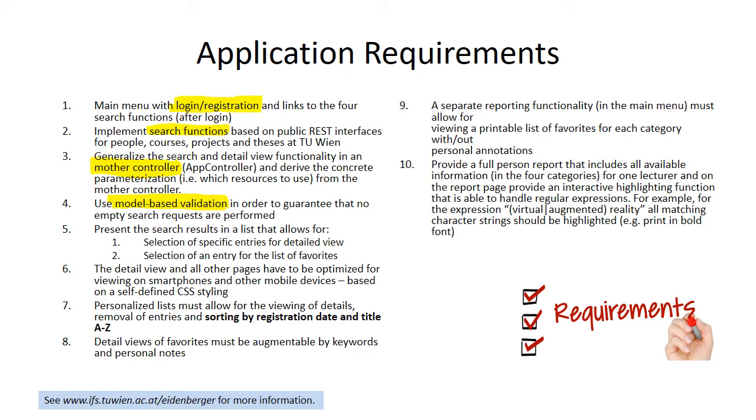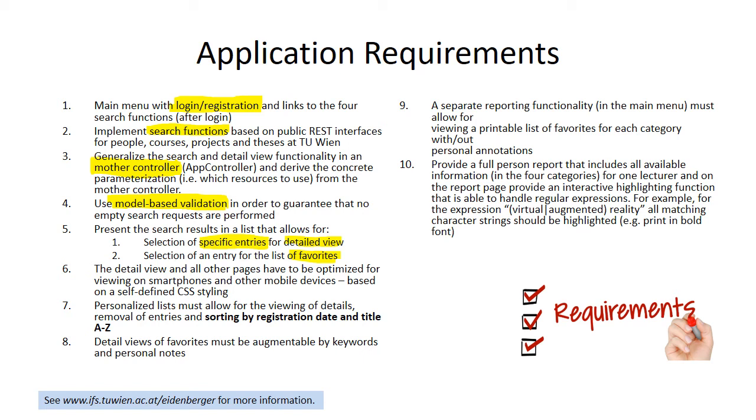The fifth requirement is that the search results have to be provided in a list first, and from the list, individual entries can be picked for detail view, or they can be added to the favorites. Okay. So usually it goes main menu, search function, list of results, details, and/or favorites. That is the path of usage.